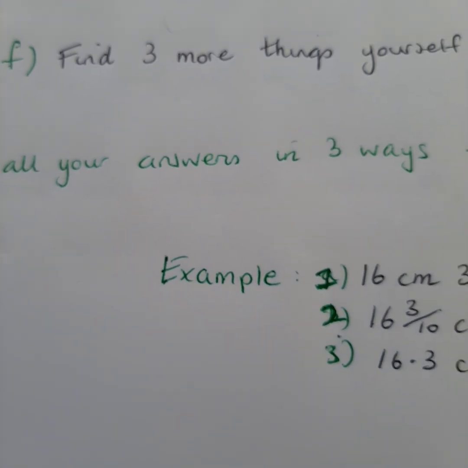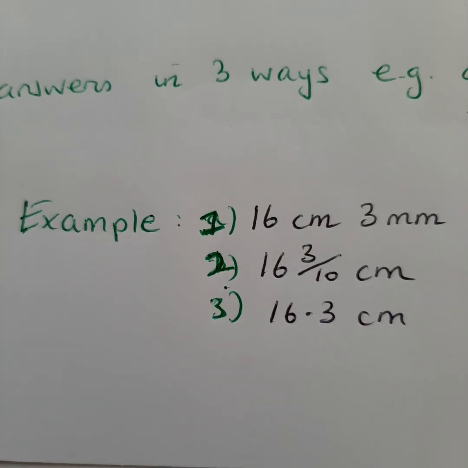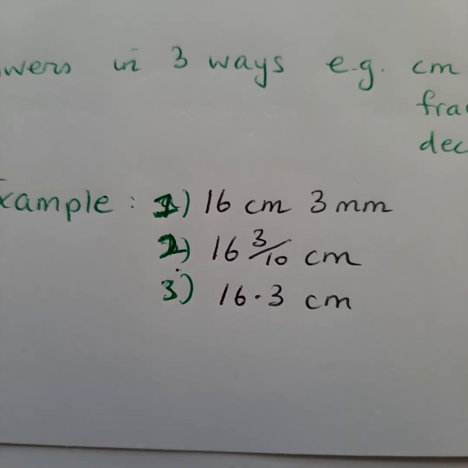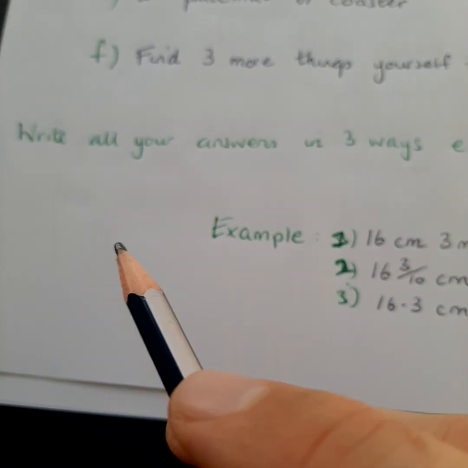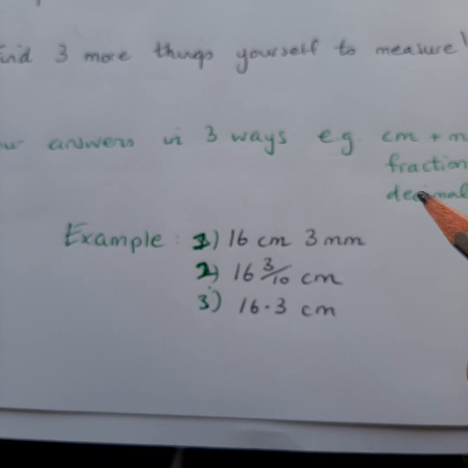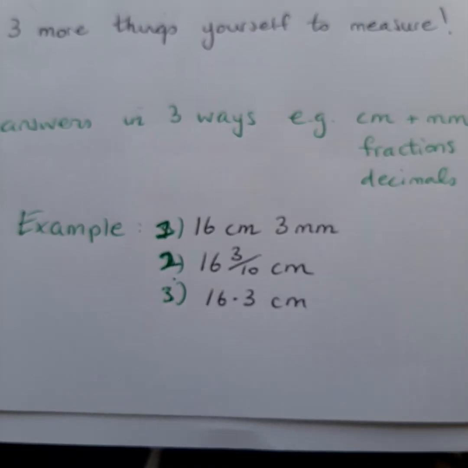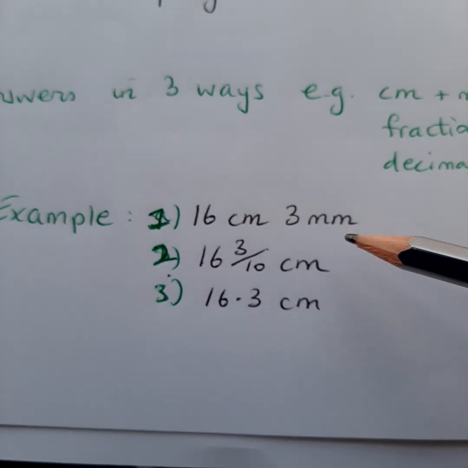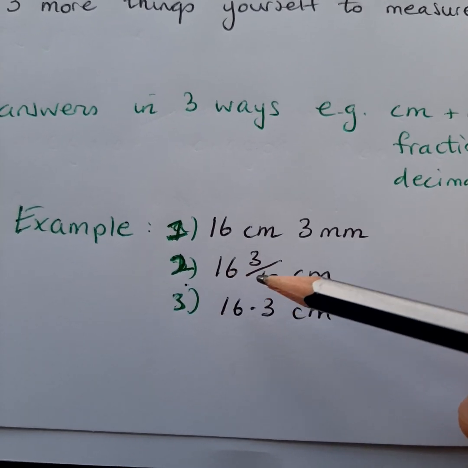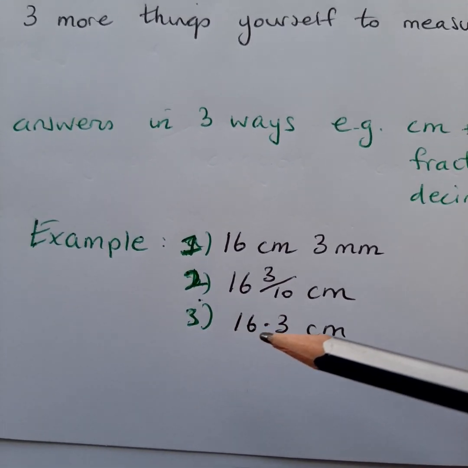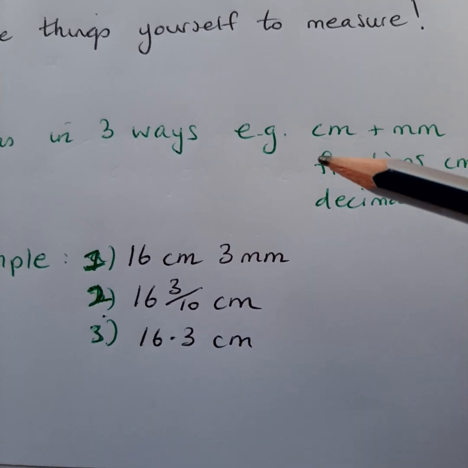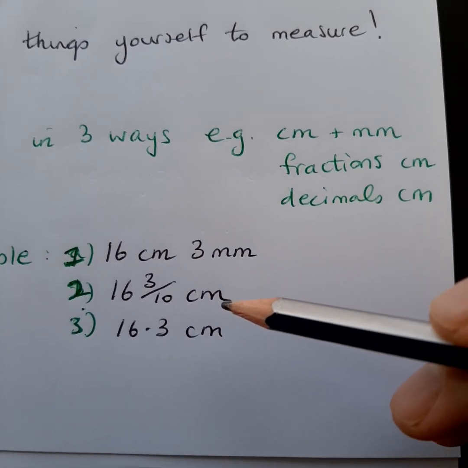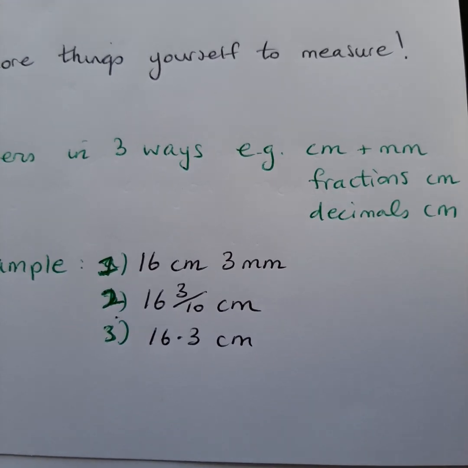Now, what I want you to do in this, though, and this is important, is if your answer for the perimeter is 16 centimeters, 3 millimeters, I don't want you to just write down that. I want you to write all your answers in 3 different ways, but with the same value. So 16 centimeters, 3 millimeters, which is the same as 16 and 3/10 of a centimeter, or 16.3 centimeters. So I want you to write your answer in centimeters and millimeters, in fractions of a centimeter, and in decimals of a centimeter.